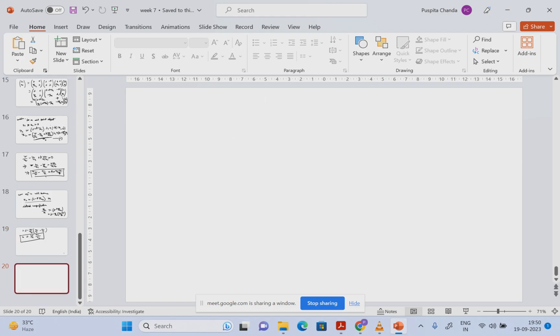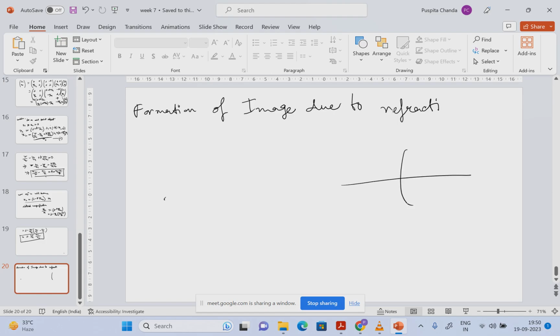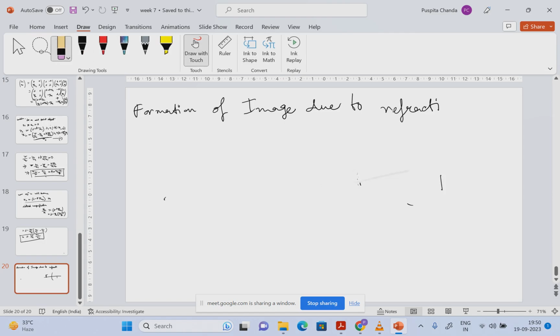Now we move to a topic: formation of image due to refraction. We are talking here about image, but we are only considering one ray. But remember, if we want to image a whole thing, the ray is coming from each point. So we need to consider each point, and we will get an exact image. That's why we are calling it image, from system.